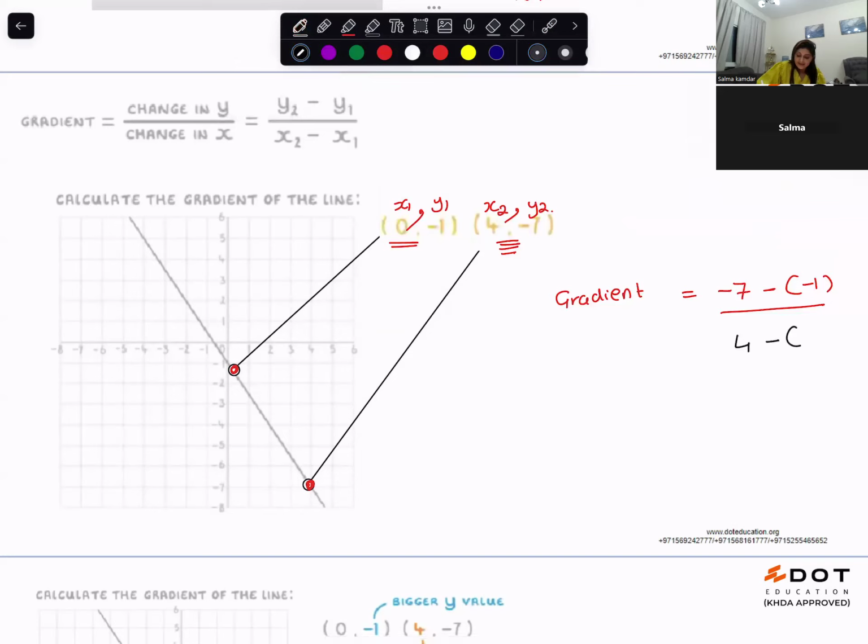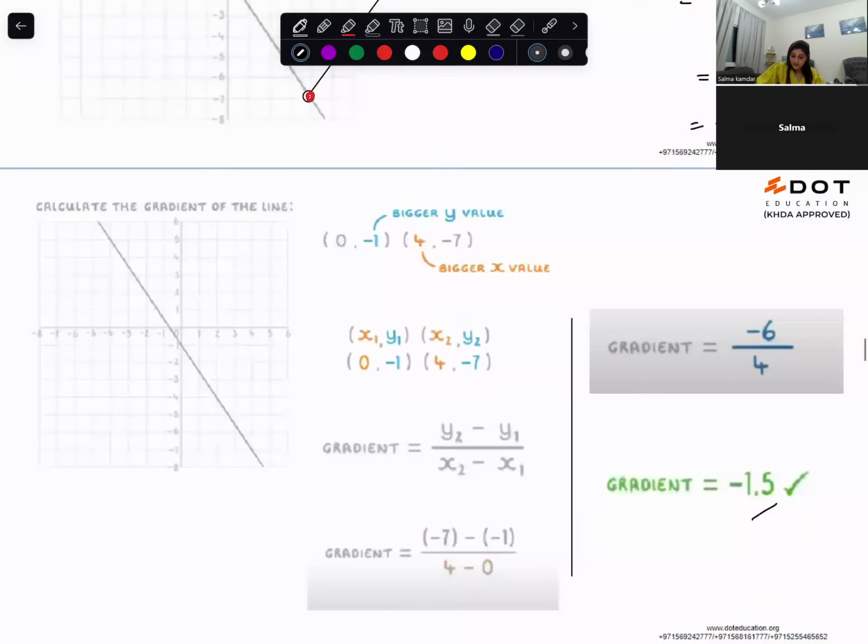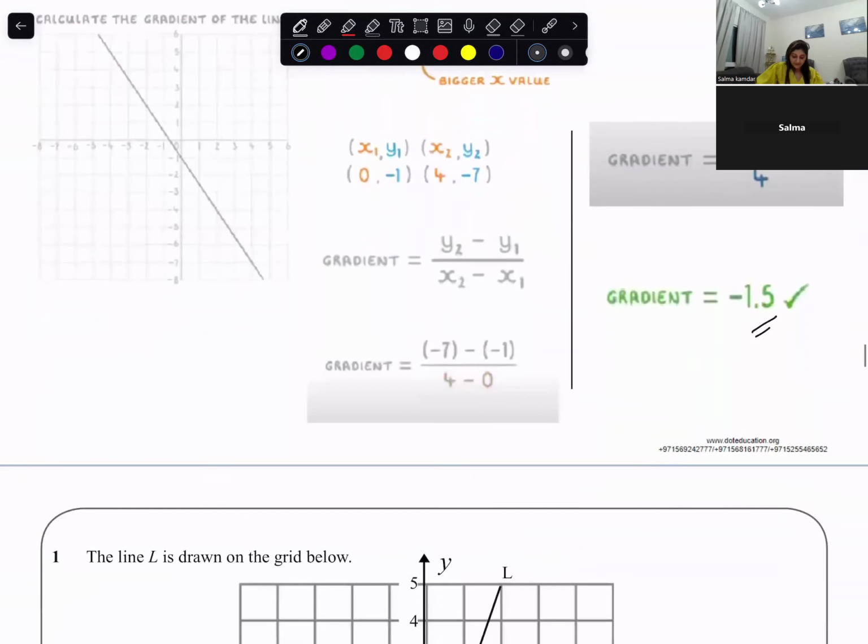Minus x1 is 0, so it becomes minus 7. Minus into minus is plus, 1 over x2 minus x1. 4 minus 0 is 4. So it becomes minus 6 by 4. So the gradient of my line is minus 3 by 2. Or you can find it in decimals and plot it if they ask you to. So it is minus 1.5.